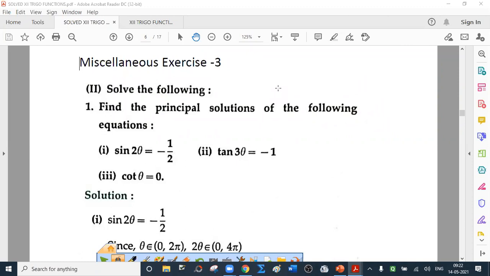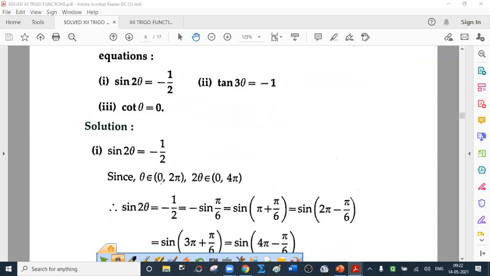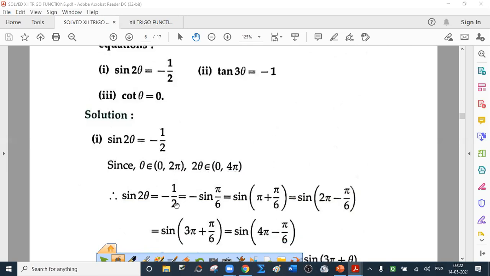Second, solve the following. First question, find the principal solutions of the following equations. Sin 2 theta is minus half. See, the angle is not theta, it is 2 theta. Now theta belongs to 0 to 2 pi, so 2 theta will belong to what? 0 to 4 pi. Because for principal solution, theta has to lie between 0 and 2 pi. Of course, 0 is included in that, but here, as the sine ratio is minus half, it is written as an open interval. So 2 theta should belong to 0 to 4 pi.